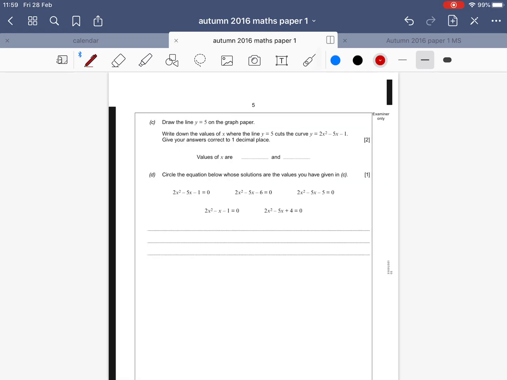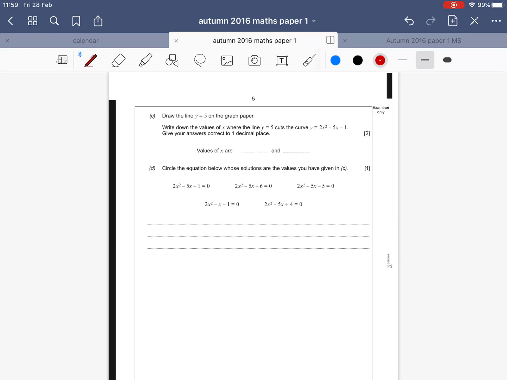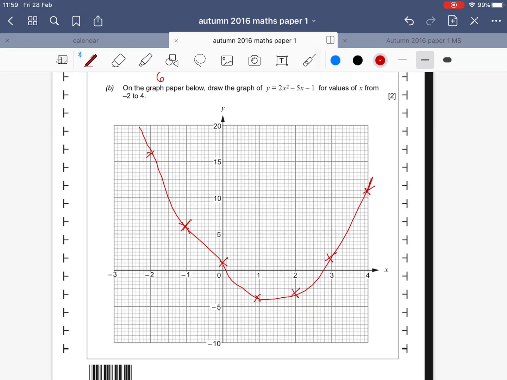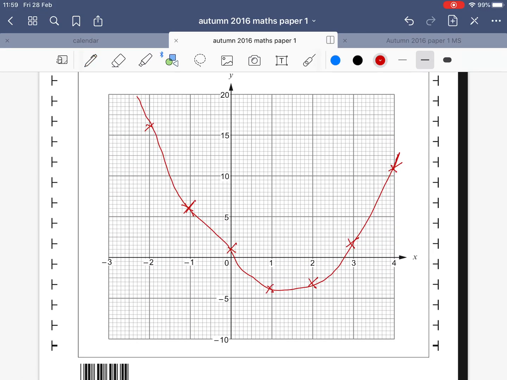Okay, next one. So there's a part C. Draw the line y equals 5 on the graph paper. Write down the values of x where the line y equals 5 cuts the curve. So y equals 5 means where 5 cuts your y-axis. So you want to draw it across here. Where it cuts your curve, that's here and here, you want to just read down.